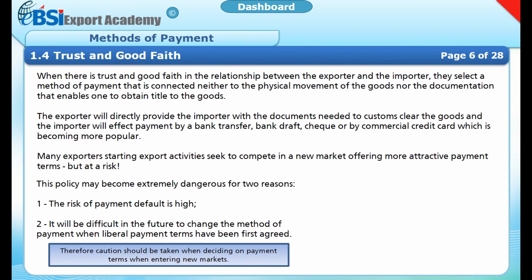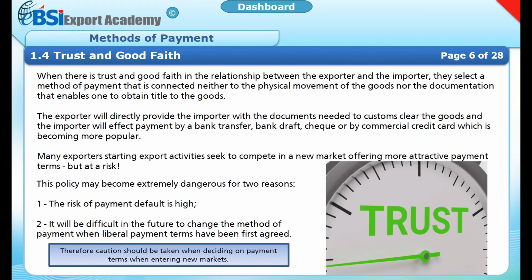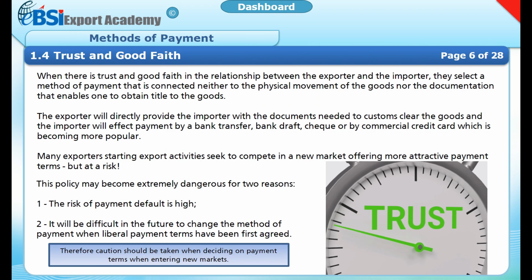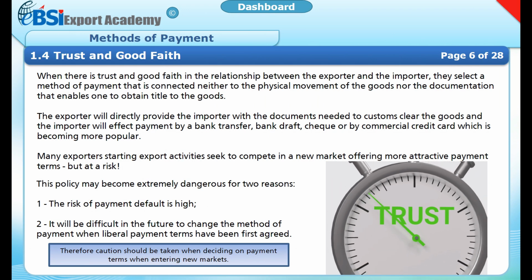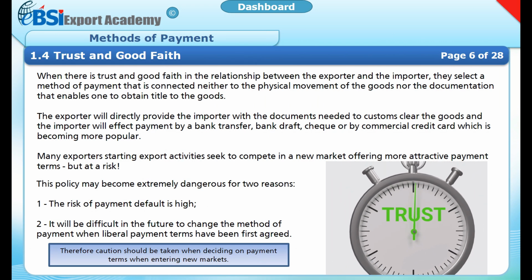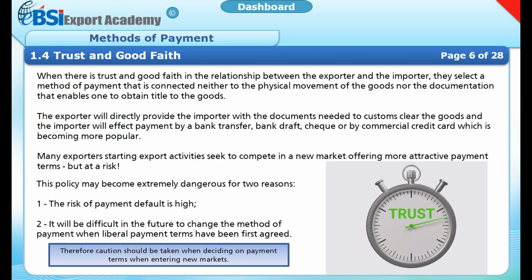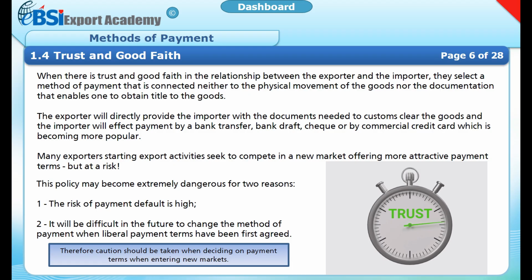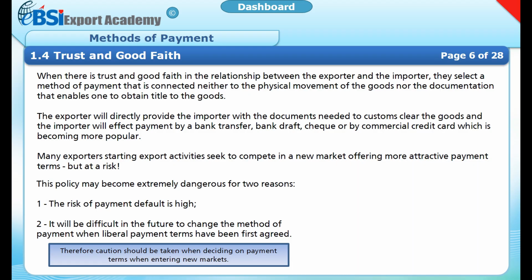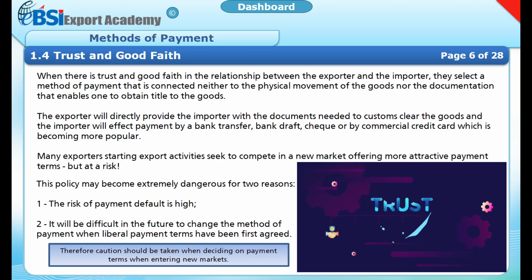When there is trust and good faith in the relationship between the exporter and the importer, they select a method of payment that is connected neither to the physical movement of the goods nor the documentation that enables one to obtain title to the goods. The exporter will directly provide the importer with the documents needed to customs clear the goods, and the importer will effect payment by a bank transfer, bank draft, check, or by commercial credit card, which is becoming more popular.